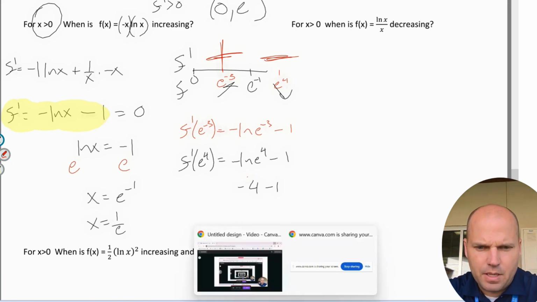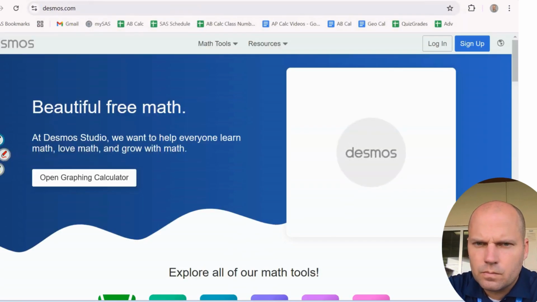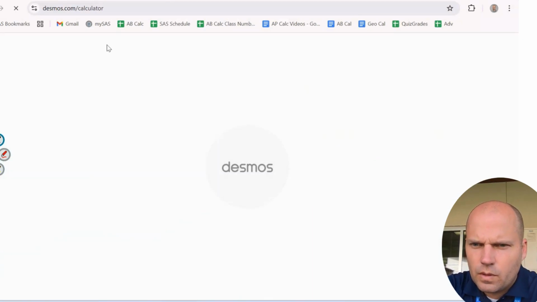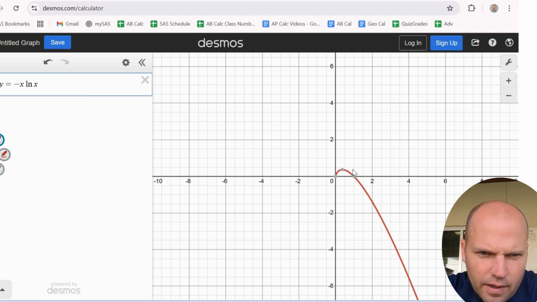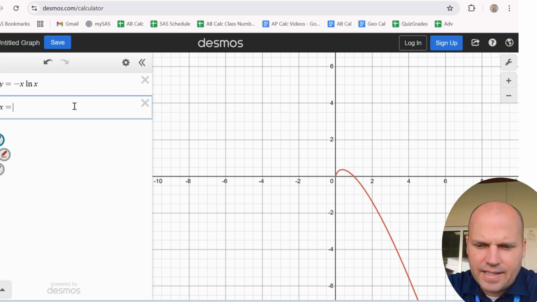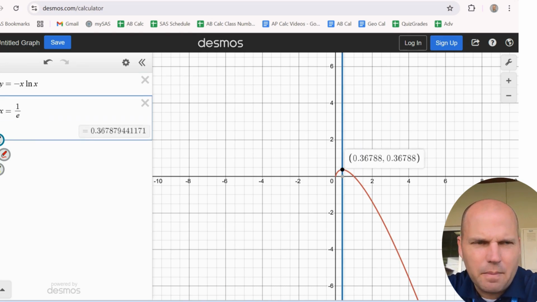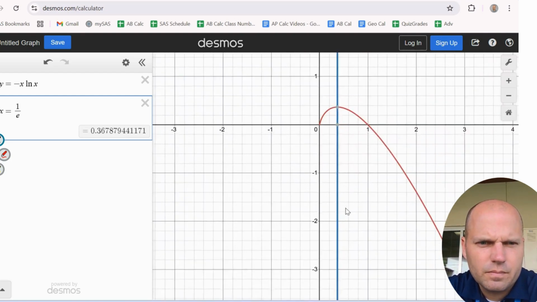I'm going to graph that because I want to. Negative x log x. Yeah, look at that. Boom. We increase until this value, and then we just start decreasing. And that's 1 over e. Bam. Cool.